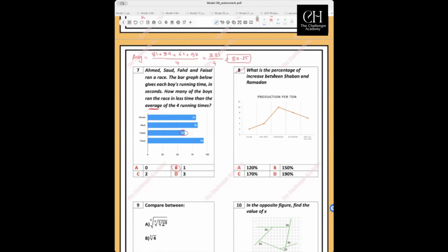Question 8. What is the percentage of increase between Shaban and Ramadan? You know that to find the percentage of increase, just find the difference over the original times 100. So the difference between Shaban and Ramadan, this is Shaban, which is 4. This is Ramadan, which is 10. The difference between them, 10 minus 4, which equals 6, over the original, which is 4, times 100. 100 divided by 4 equals 25. Now we have 6 times 25, which equals 150, and don't forget to write the percentage. So the answer is B.